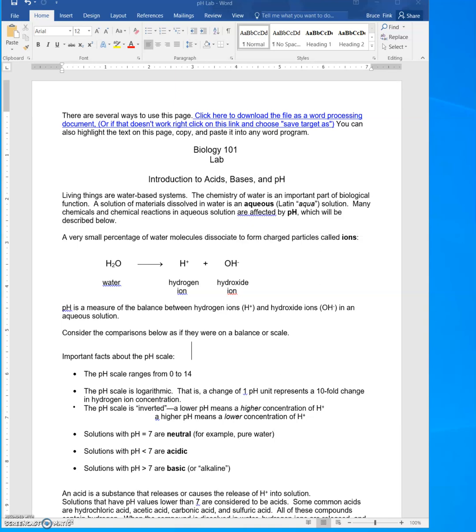This is a screen capture video to help explain the pH lab. There are several questions that students have about this, and I wanted to clarify some of those things. First of all, when you get ready to submit the lab, as you look at my cursor, I'm going back and forth across the page. These are the directions to the lab.